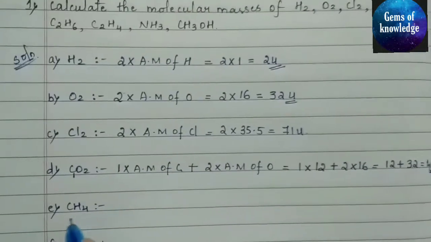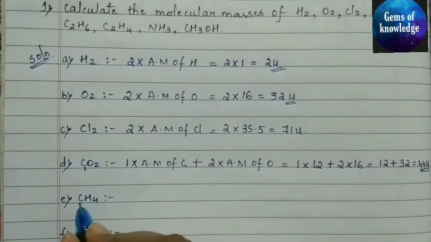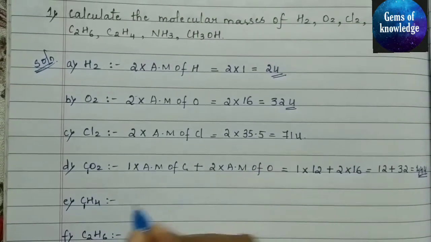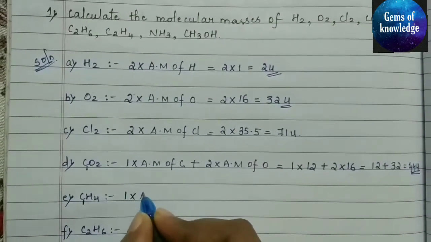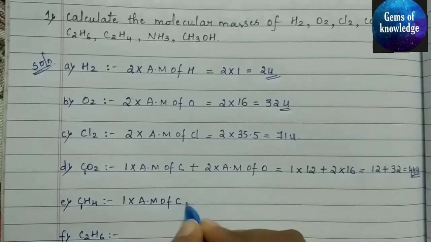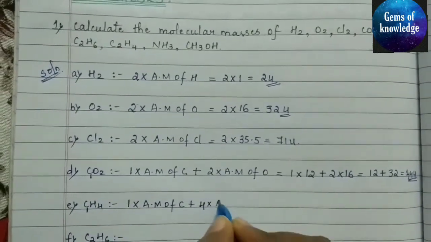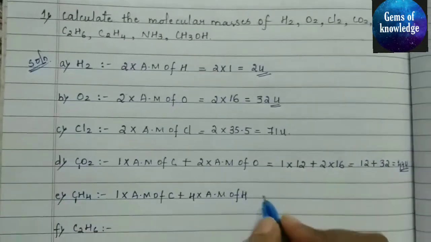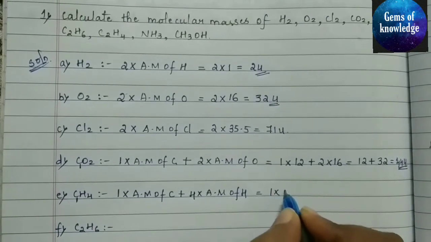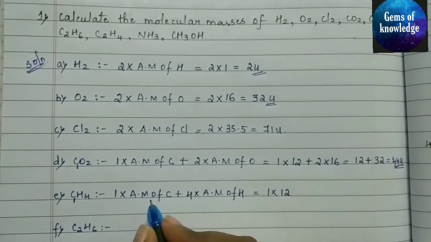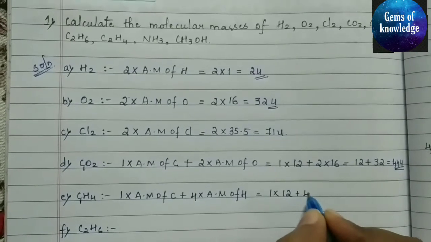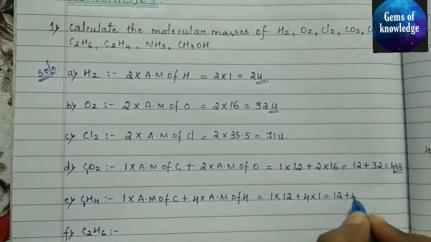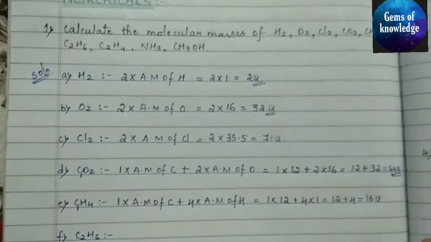Okay, next CH4. Here also you can see 2 things, that is carbon and hydrogen. So here carbon is how many times? Only 1 time. So let us write 1 into the atomic mass of carbon plus 4 into the atomic mass of hydrogen. 4 times hydrogen is given. So we will get 1 into 12, the atomic mass of carbon, plus 4 into the atomic mass of hydrogen, which is 1. So we will get 12 plus 4, that is 16 units.